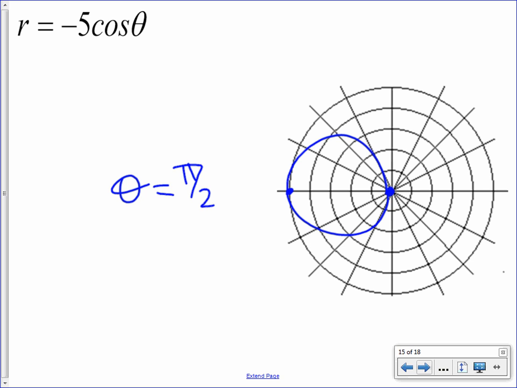How many times does it go through? Twice. Well, if we plug in 0, we start right here. How many times do we go through? Just once. So we have 1 zero. When it's odd, it only takes from 0 to pi to draw the curve.